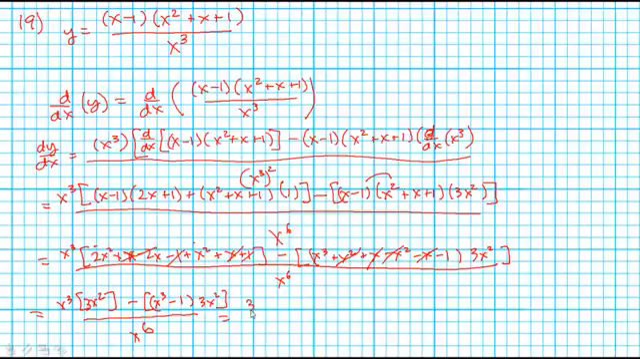So this is 3x to the 5th minus 3x to the 5th minus x squared, 3x squared, all over x to the 6th, which is equal to, let's distribute this negative sign through, 3x squared over x to the 6th, or 3 over x to the 4th. Great.